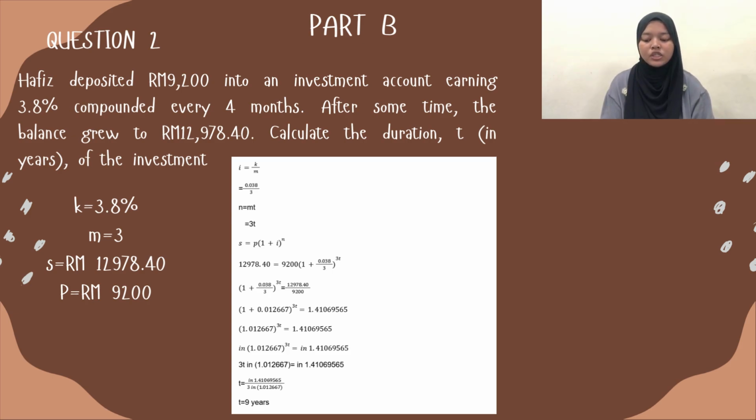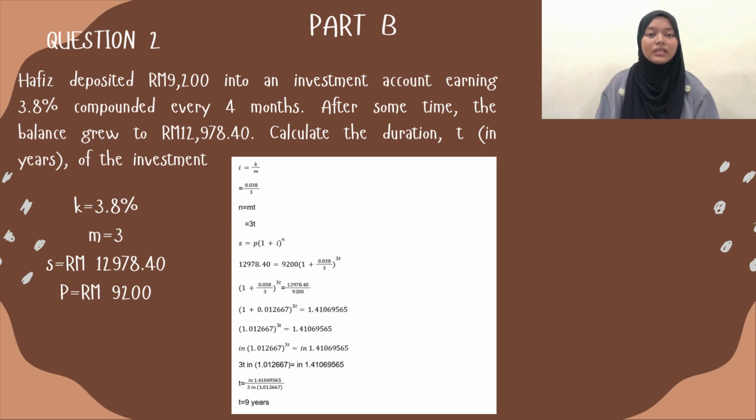The keywords from this question are K equals 0.038, M equals 3, S equals 12,978.40, P equals 9,200. So first, we must use the formula to find I. I equals K per M, so it will be 0.038 per 3. Next, the formula to find N. N equals M times T, so it will be 3 times T.